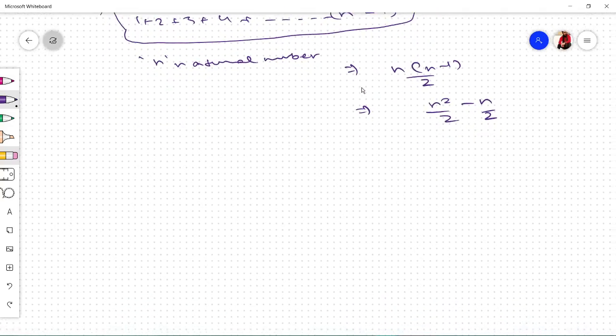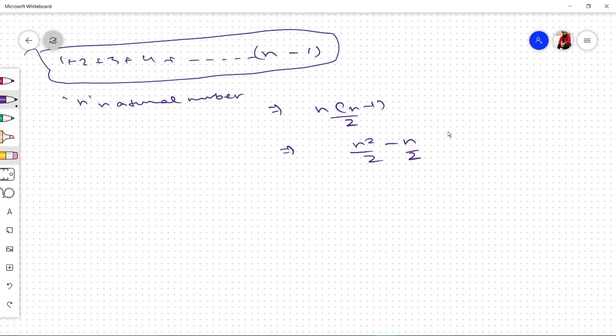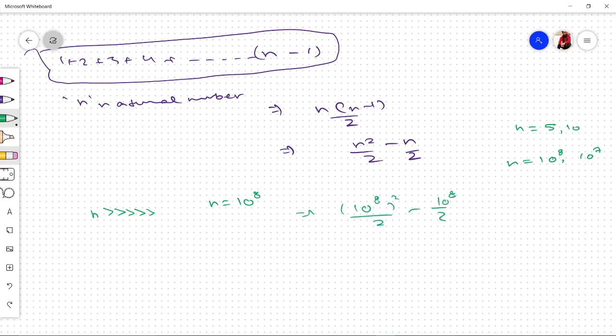Now in time complexity, we take the worst case for consideration, for example when n is very large. Here n is basically the number of iterations, so we'll not decide it for 5 or 10 iterations. We'll decide it for 10 to the power 8 or 10 to the power 7. So let's say n equals 10 to the power 8. So 10 to the power 8 whole square minus 10 to the power 8, so this makes up to 10 to the power 16 by 2, and this thing still remains 10 to the power 8.